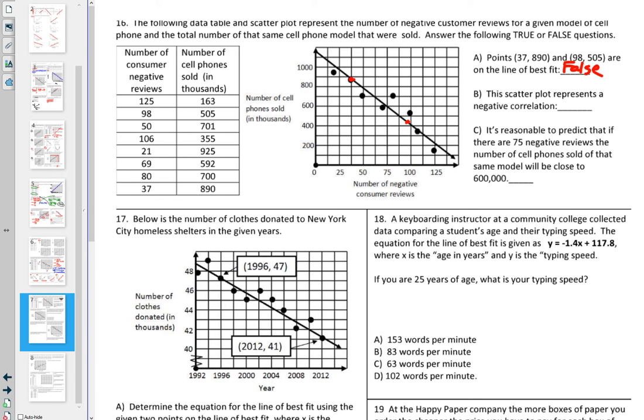This scatter plot represents a negative correlation. That's true. It's reasonable to predict that if there are 75 negative reviews, the number of cell phones sold of that same model will be close to 600. So 75, 600, yes, true. That is reasonable.